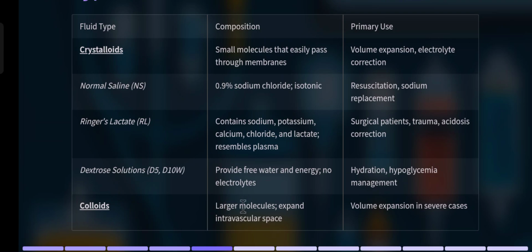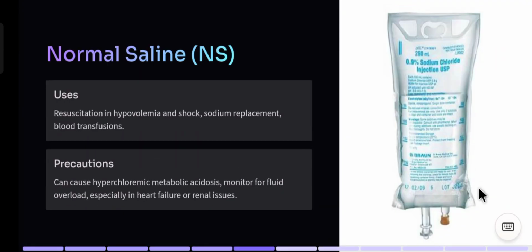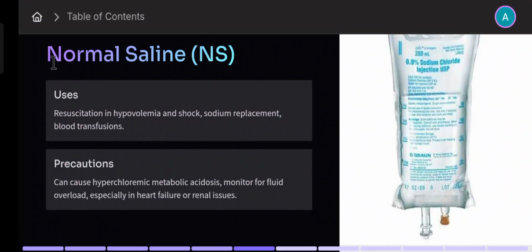These are solutions with larger molecules that remain in the intravascular space longer than crystalloids, making them ideal for volume expansion in more severe cases. Examples include albumin and hetastarch solutions. Slide 5. Normal saline, NS.